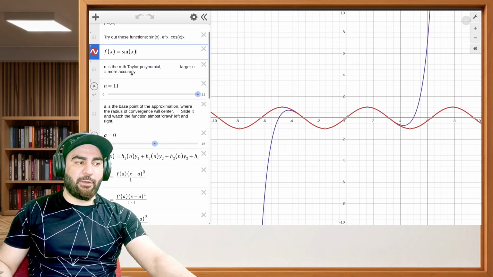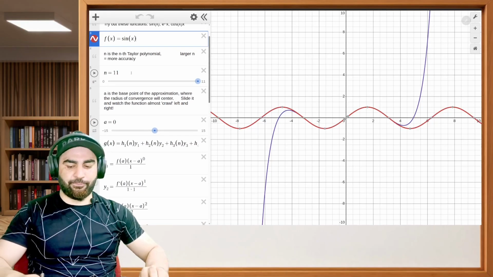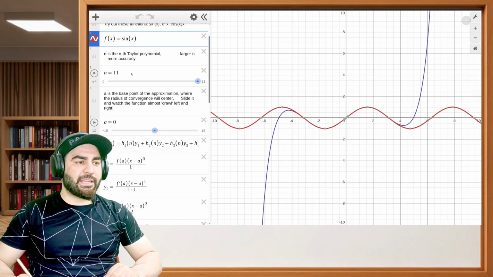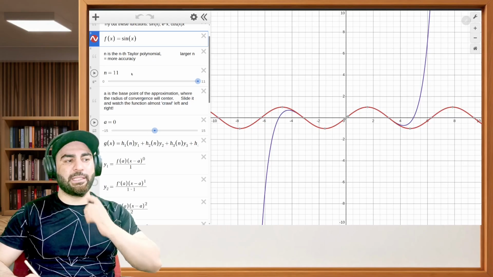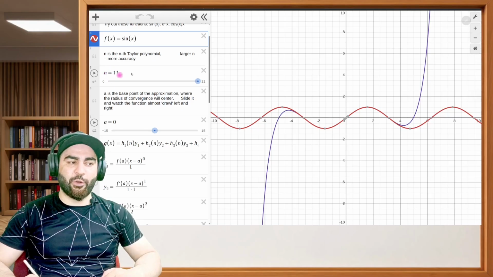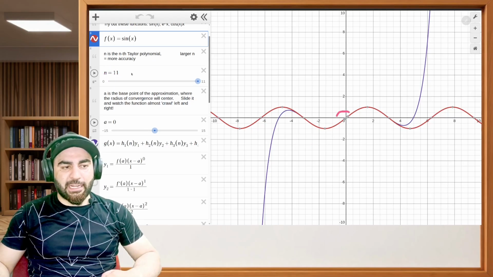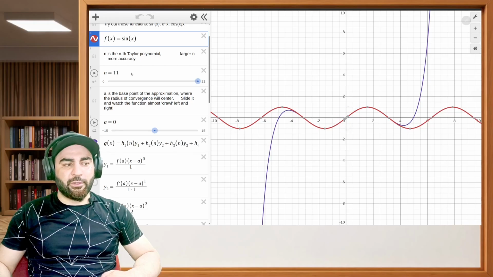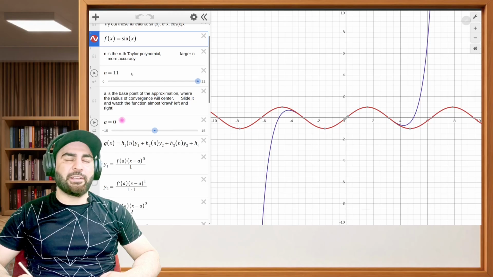Okay, then what I have over here, if you see this, is my function. Then I'm saying n is the nth Taylor polynomial. So this n I have initially equal to 0. Now I am approximating this function at this value. Okay, no, that's rather a. So what I'm saying is, this value a over here is the point at which you want to approximate the function.